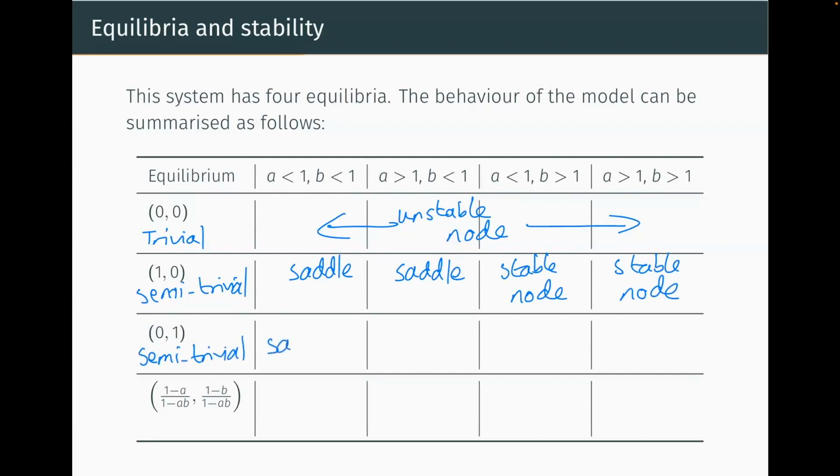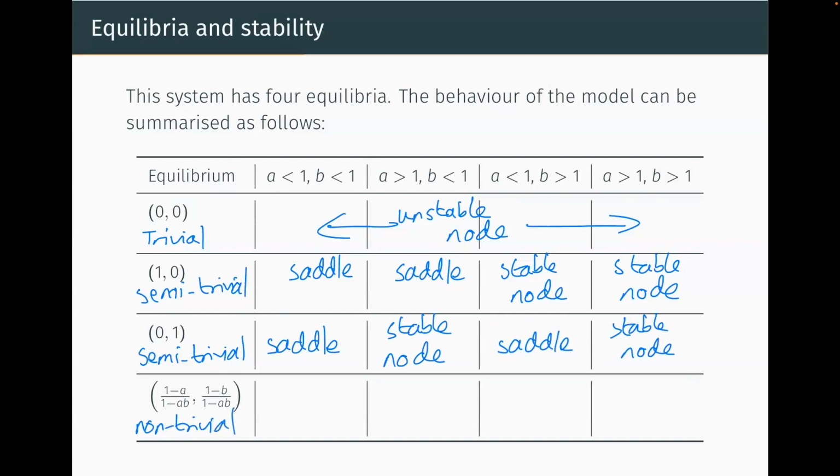Let's just write these in for the other semi-trivial equilibrium. So that's when species 2 is at its carrying capacity and species 1 is extinct. Check I'm writing that down right. Yeah. Stable node. And then finally, at the bottom, we have a non-trivial or coexistence equilibrium.